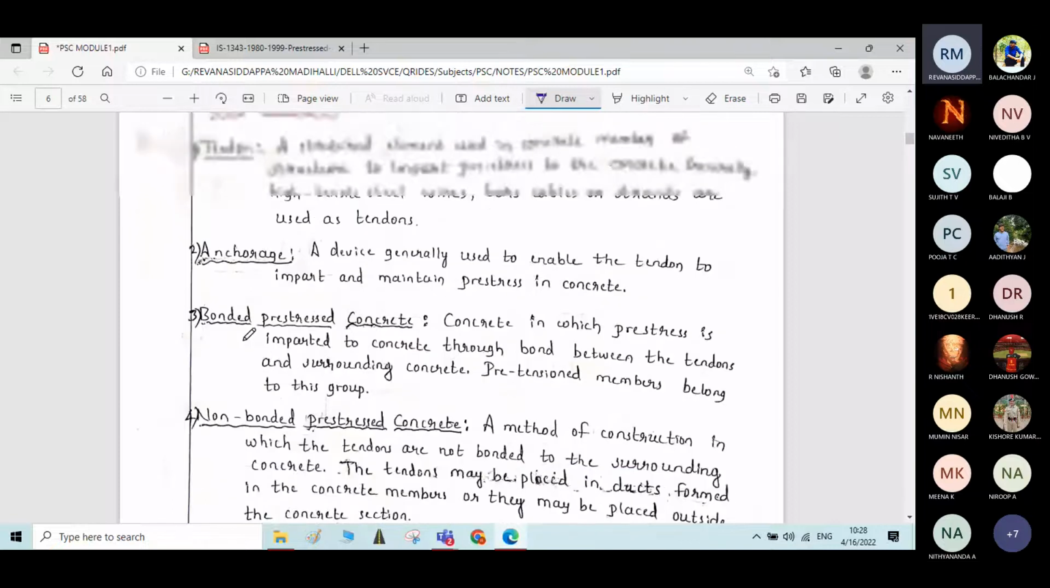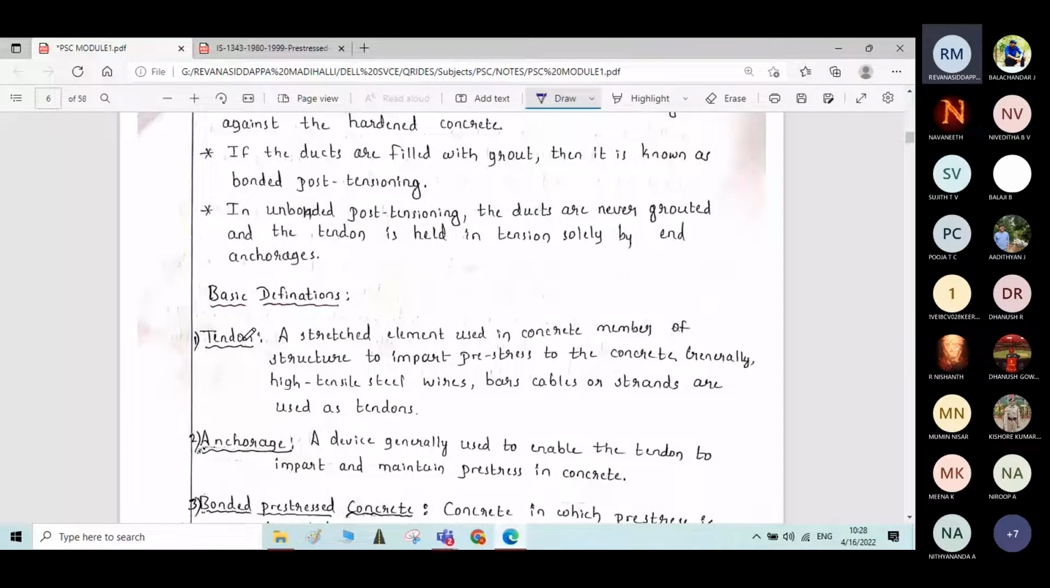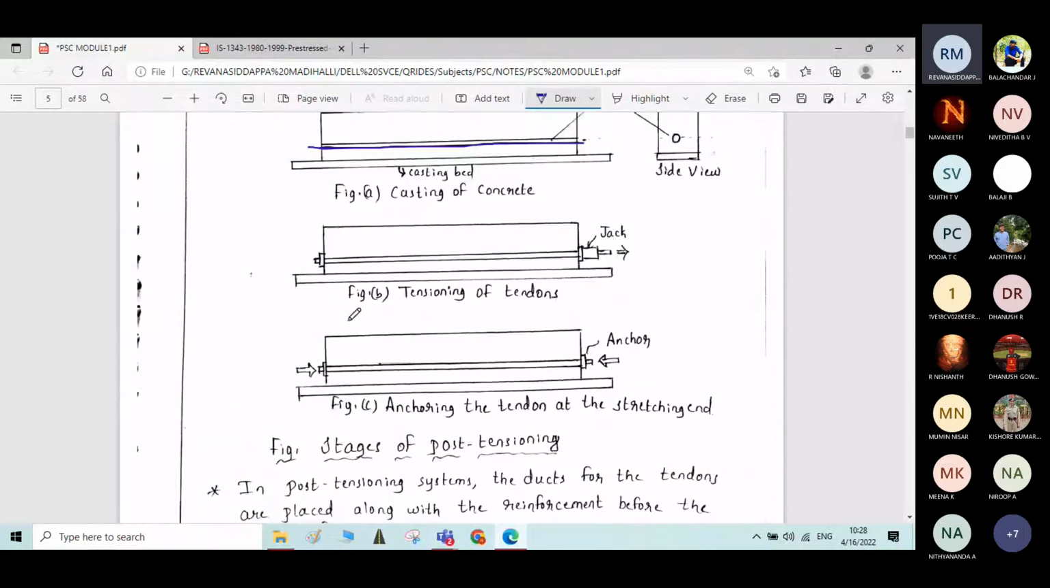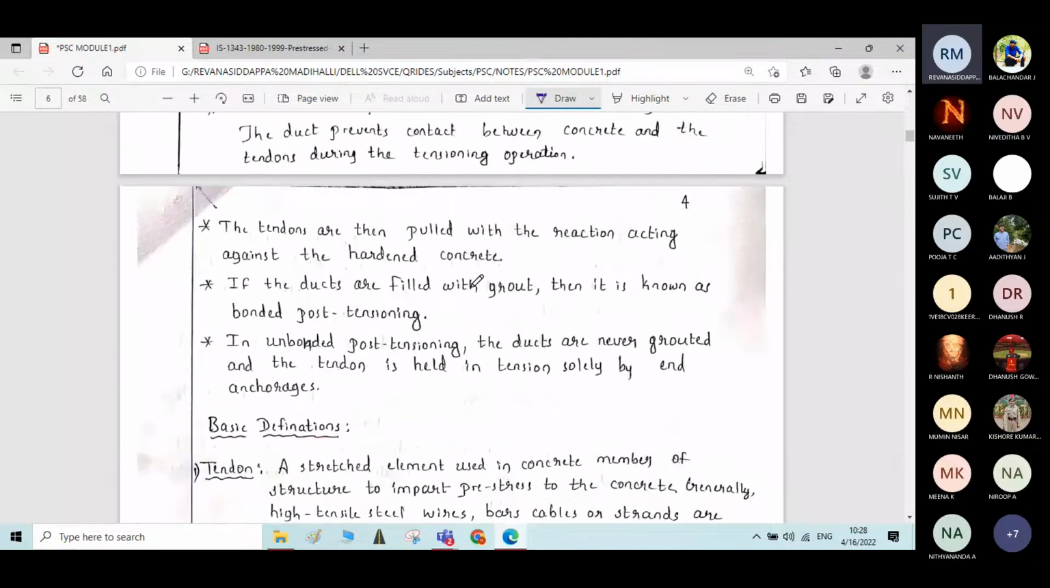Then coming to the next terminology, transfer. Transfer means it is a stage where the transfer of pre-stress will take place.